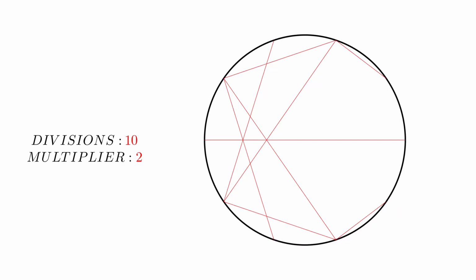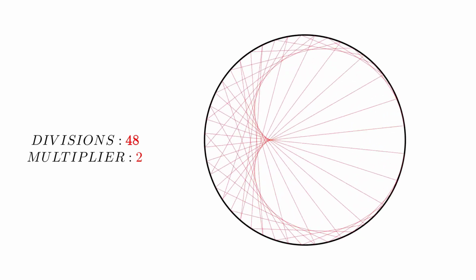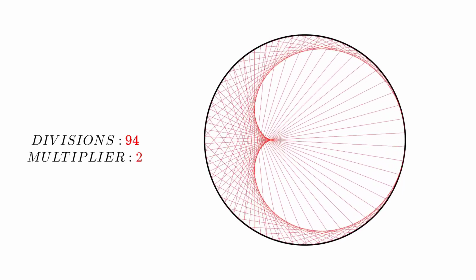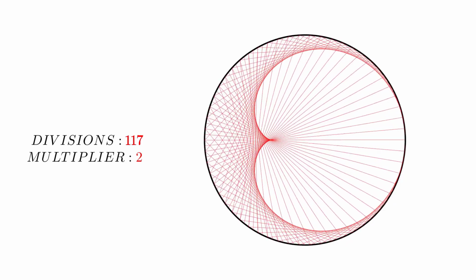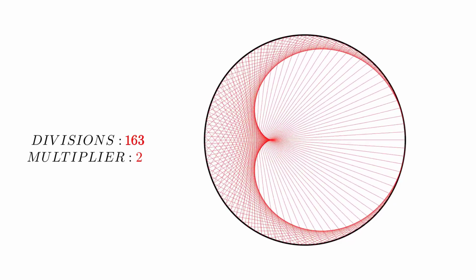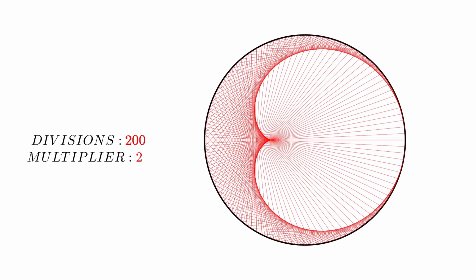And now we will increase the number of points on the circle. Now, we will fix the number of points on the circle at 200, and vary the value of times table.